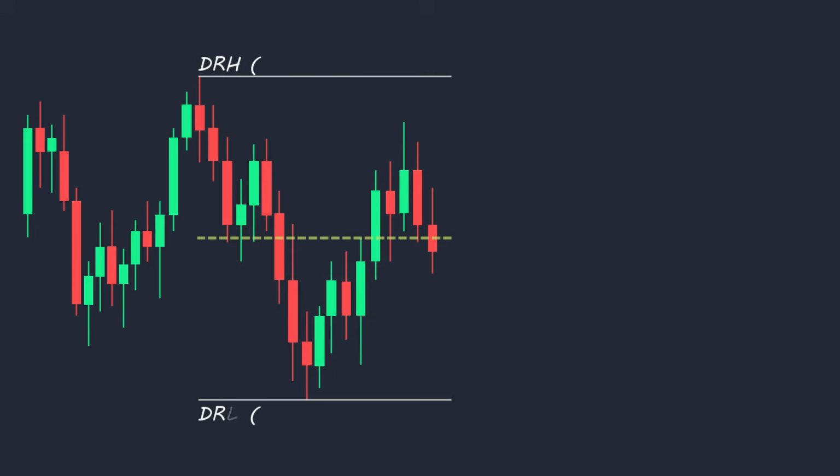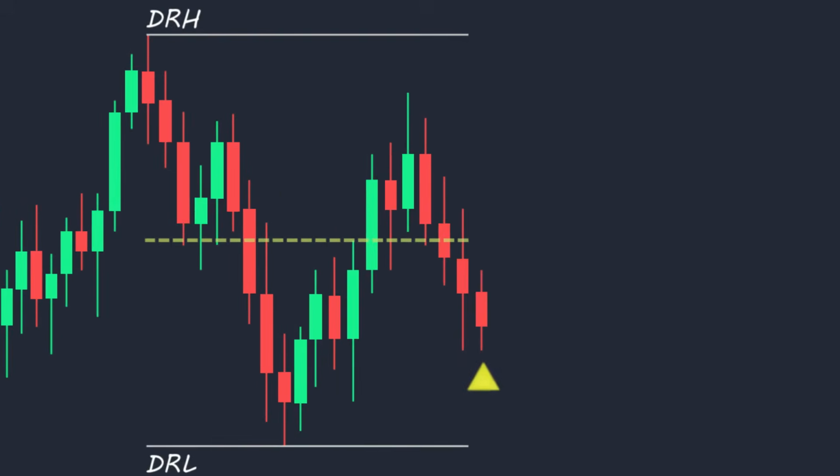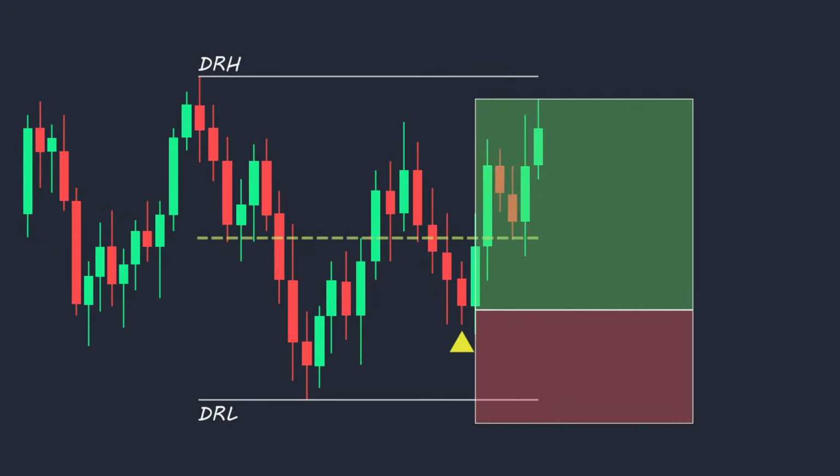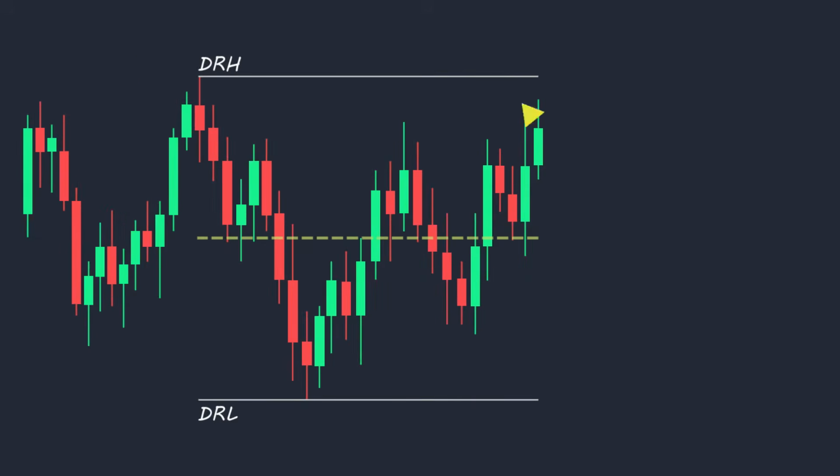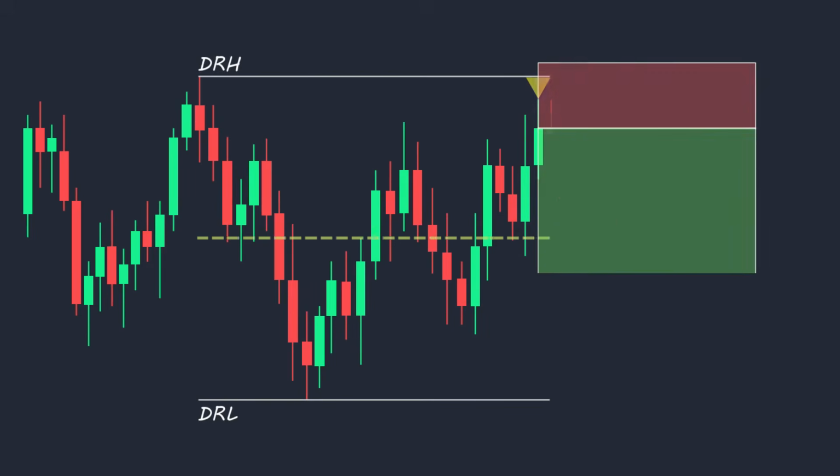We use dealing range structure to make smarter decisions about where to enter or exit the market. If price is in the discount zone, it means price is relatively cheap compared to the overall range, making it a more favorable area to look for buying opportunities. On the other hand, if price is in the premium zone, it is relatively expensive, making it a more favorable area to look for selling opportunities.